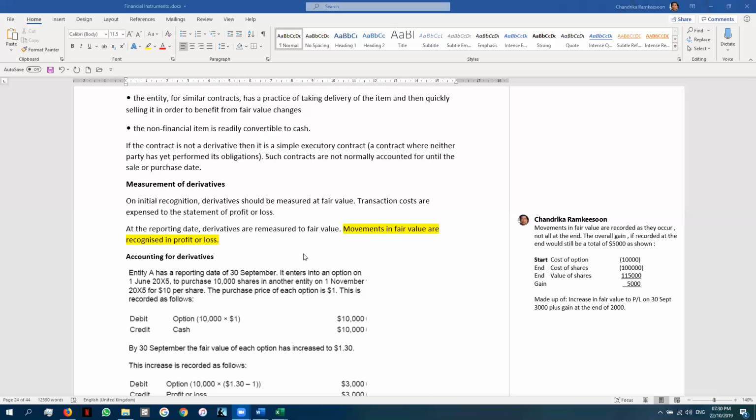So on initial recognition, a derivative should be measured at fair value. And that's important. Remember, we always have initial recognition and subsequent recognition. On initial recognition, a derivative should be measured at fair value. Transaction costs are expensed to the statement of profit or loss. At the reporting date, derivatives are remeasured to fair value. Movements in fair value are recognized in profit or loss.